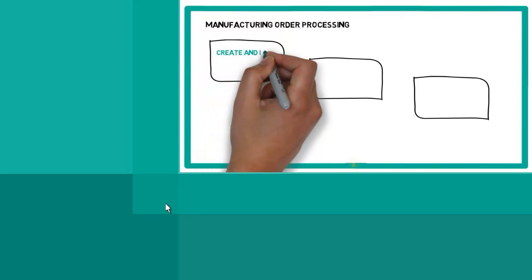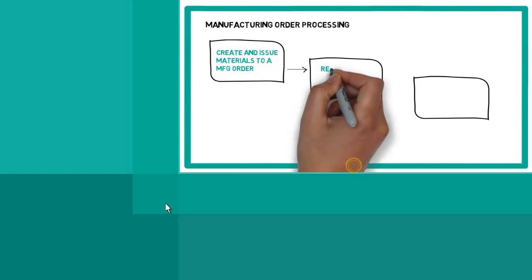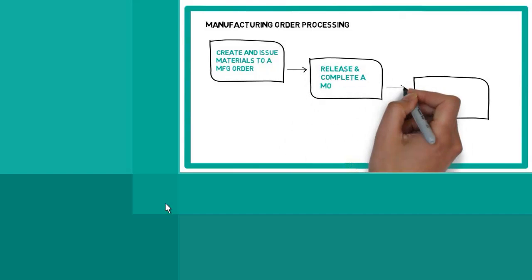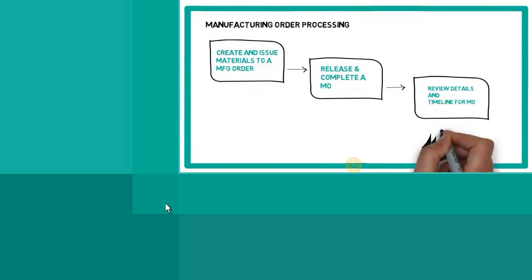This demo will show how to release, receive, and review a manufacturing order in Microsoft Dynamics GP. 3 simple steps. Create and issue material to a manufacturing order. Release and complete the MO. Review the complete timeline of the MO. Click the play button to review the demo.